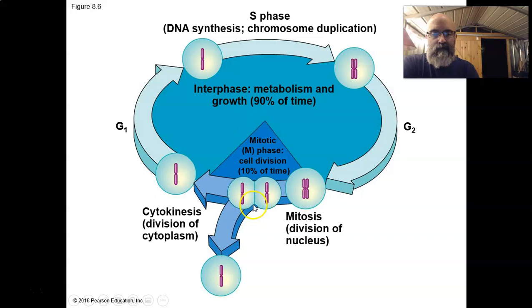We make a new division here, and we have now 2 cells, each with a copy of the original genetic material. Bam, we're done. Okay. One of those 2 cells spun off here. The other cell enters back into the cycle and is copied again.